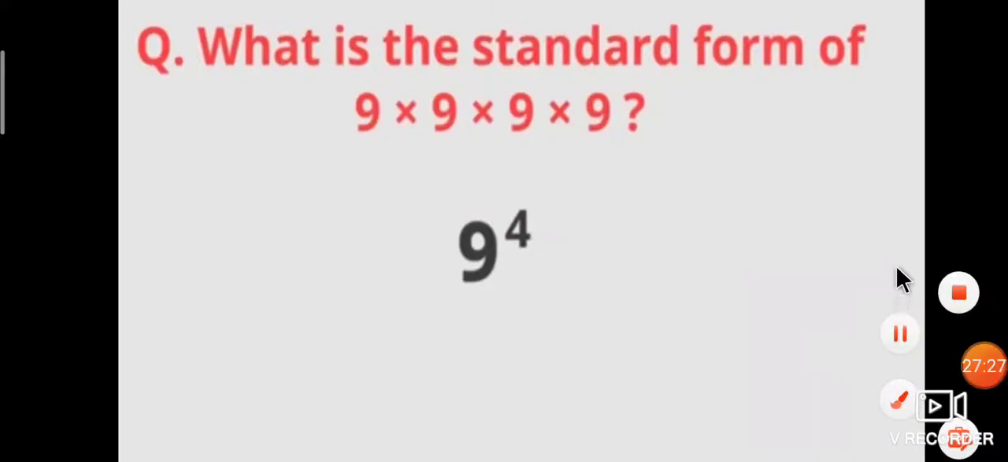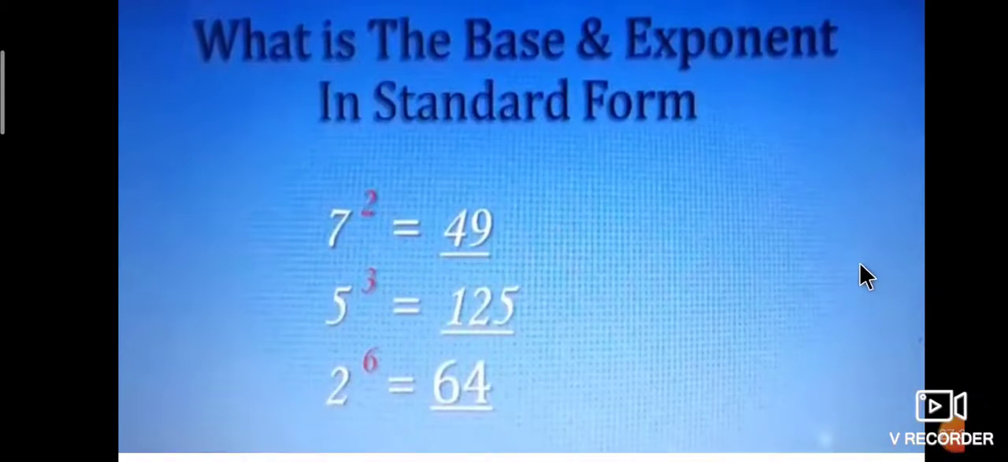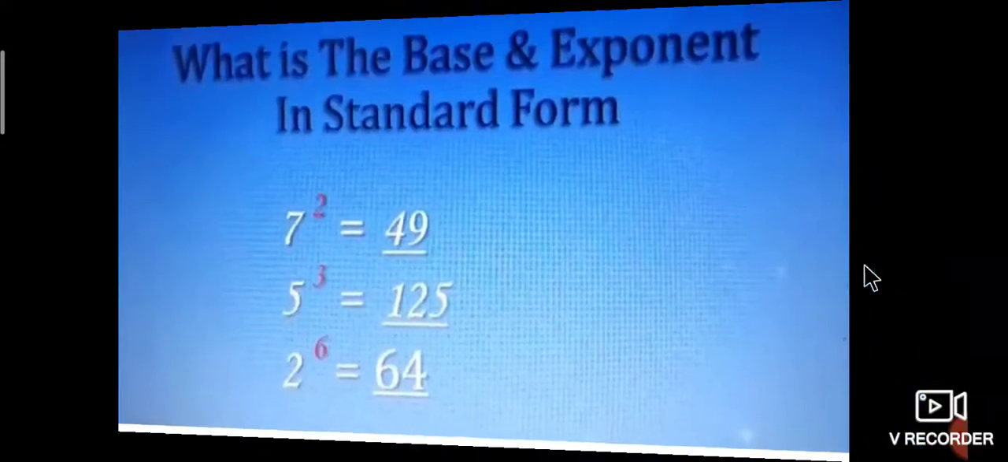Next one is, what is the base and exponent in the standard form? 7 square is 49, 5 cube is 125, 2 to the power of 6 is equal to 64.